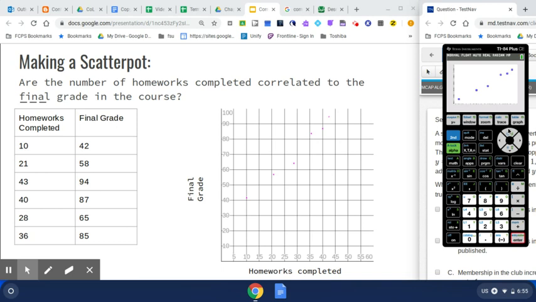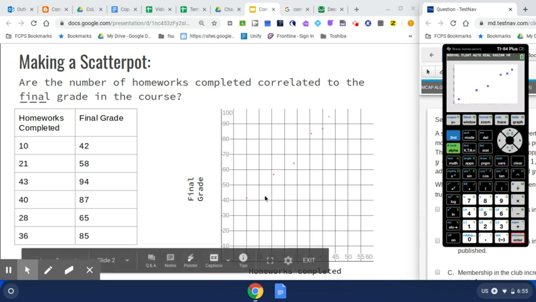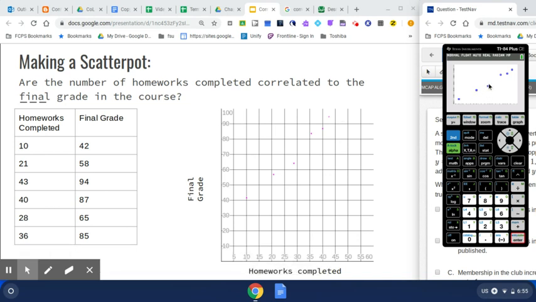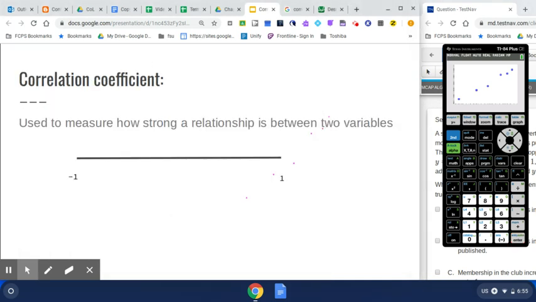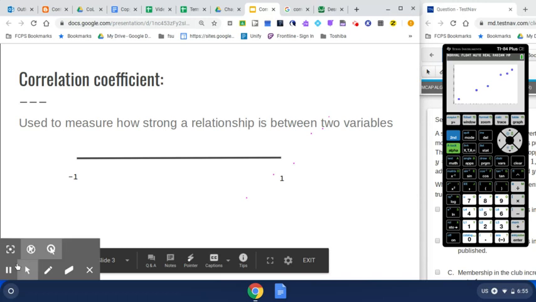Okay, and there we see the points, very similar to what we plotted by hand. Again, we see that there is definitely a positive trend, positive correlation to these points. Now, in statistics, we do need to be able to quantify how strong that relationship is. So we get into what is called the correlation coefficient. The correlation coefficient measures how strong a relationship between two variables.